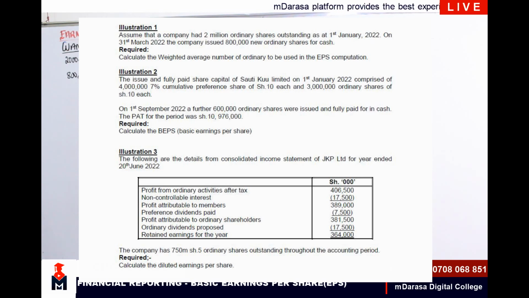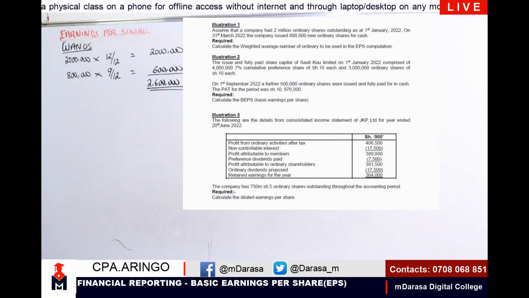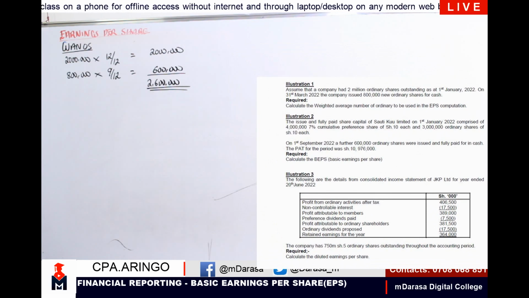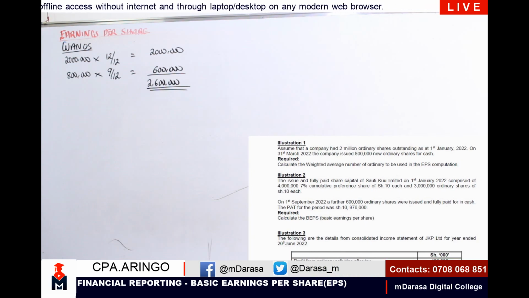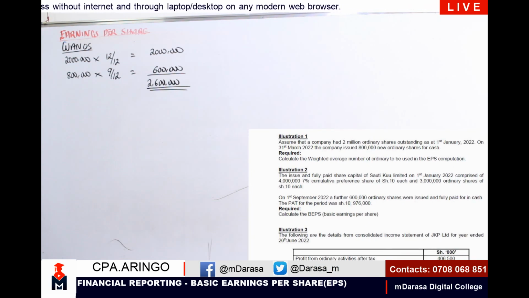When you're given such a question, my good students, where are we going to start from? Required here, we were asked to calculate the basic earnings per share, EPS. Always, whenever we are dealing with EPS questions, show the examiner that you know what you are doing. And by knowing what you are doing, what are you going to start with?